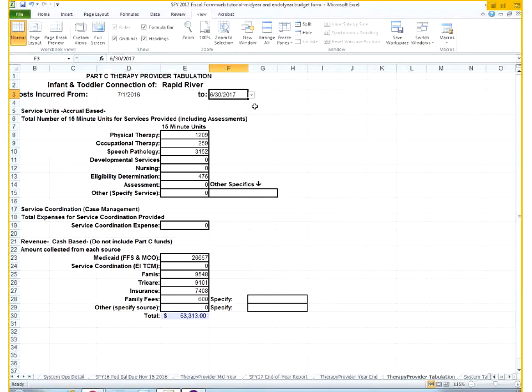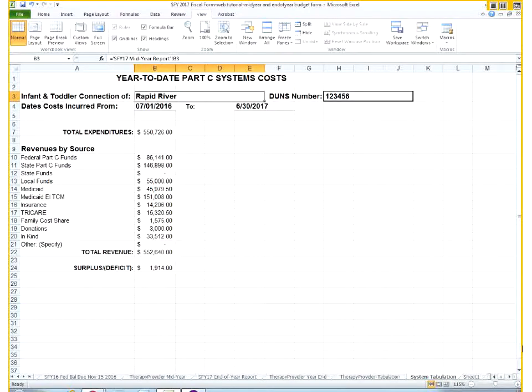And now Felicia's going to tell us how that carries over to system tabulation. Thank you, Sarah. So finally, here we are, systems tabulation. And once again, this information is going to be pre-populated for the infant-toddler connection of. The DUNS number is going to be pre-populated. Here you won't have to enter in the start date. That would automatically populate. And then you'll choose from the drop-down here to select your end date.